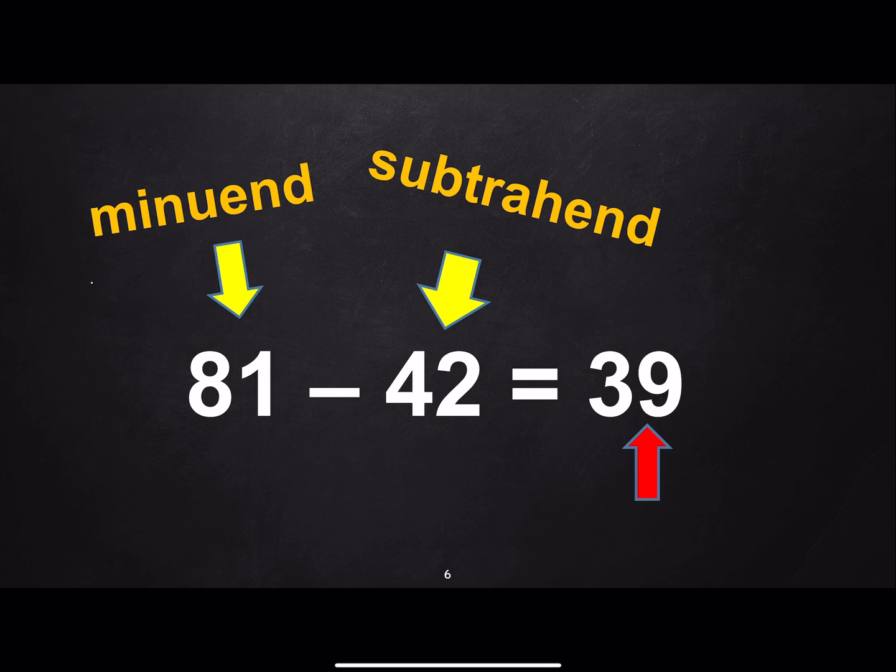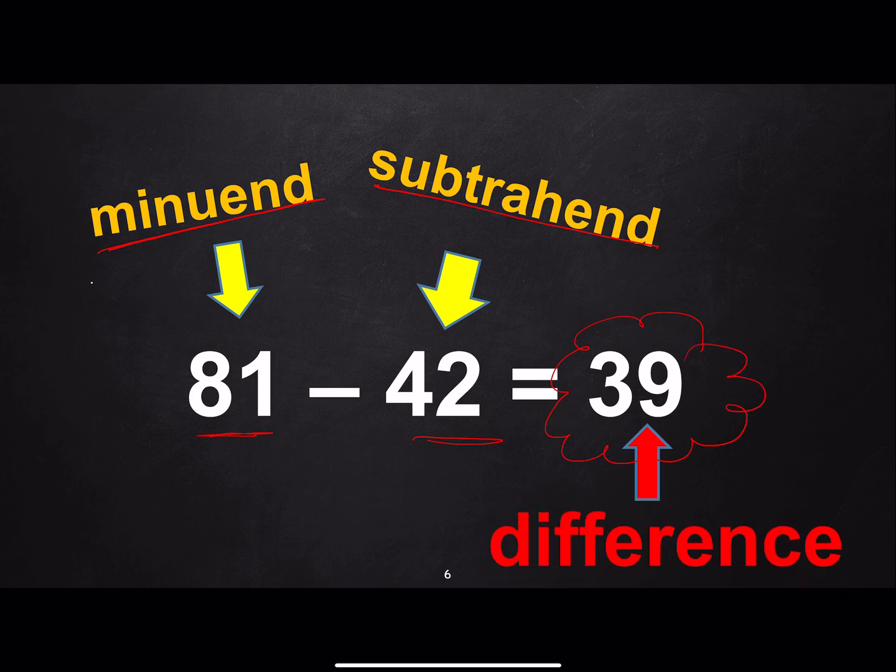Let's go over that vocabulary again. We have our minuend, okay? So that's the number that we're starting with. We have our subtrahend, which is our second number. And then the big important number is our difference. Okay, so we always need to remember that the answer to a subtraction problem is our difference.